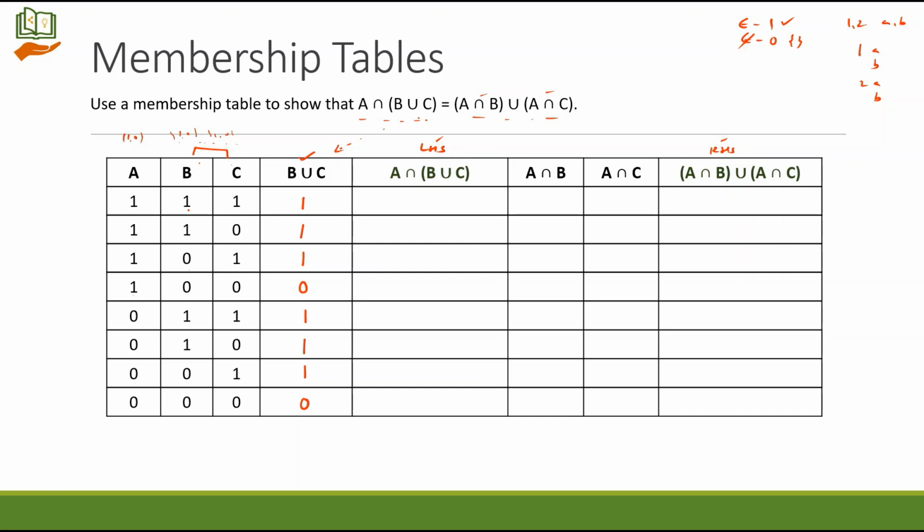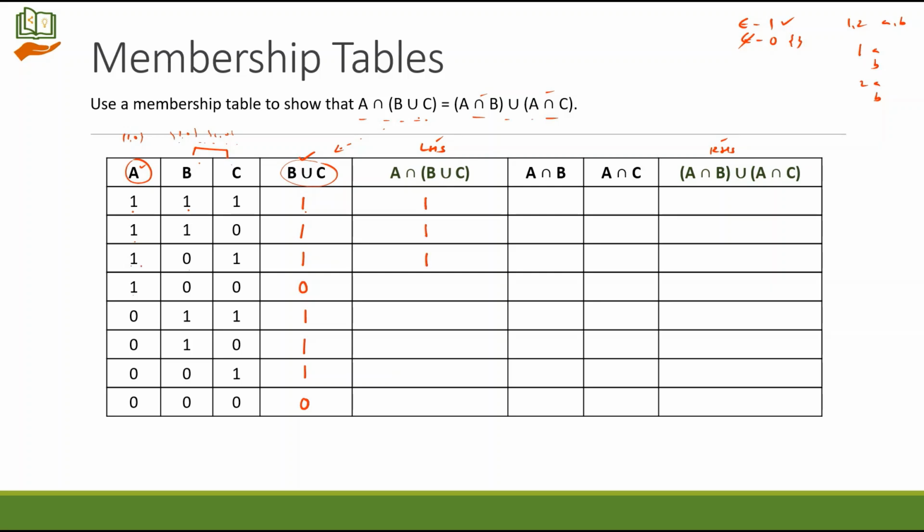So we have found B union C. For the same set of inputs we have to find A intersection B union C. When the element is present in A as well as in B union C, you can mark it as 1. 1 intersection 1 will give you 1. So similarly we will have 1 and 1 as 1. You have to look at the A column and the B union C column. So this one and this one will also give you 1.